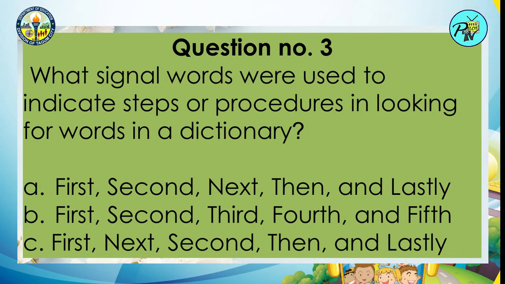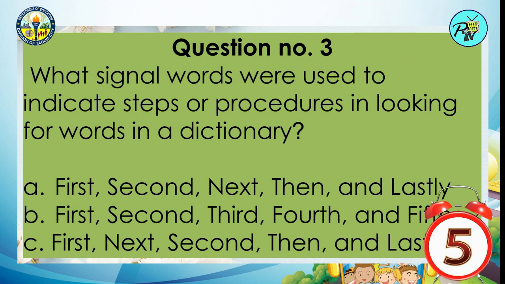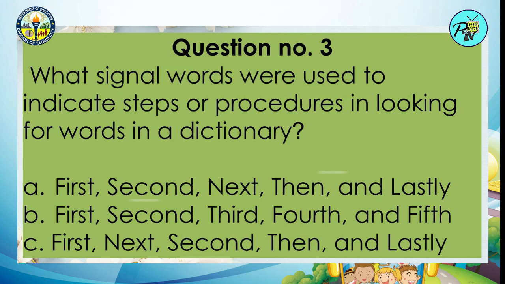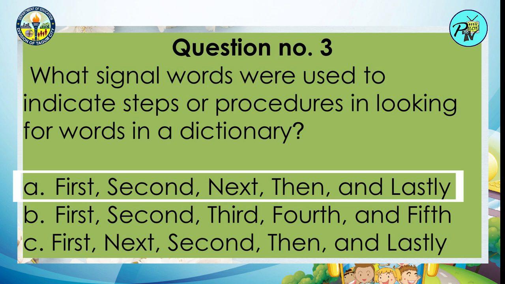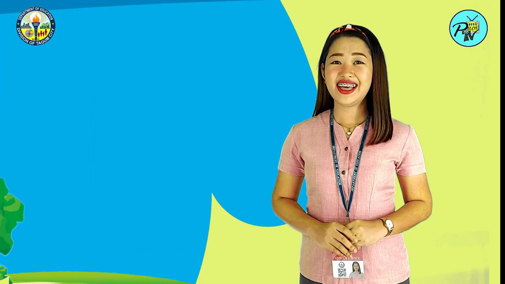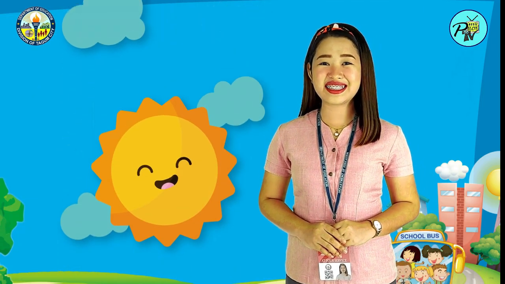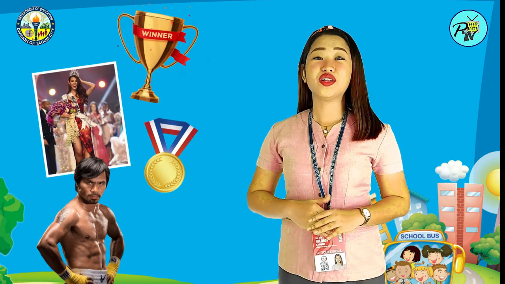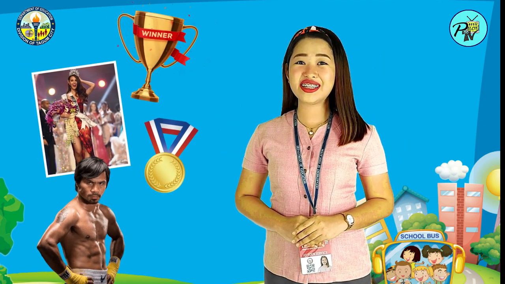Question number 3. What signal words were used to indicate steps or procedures in looking for words in a dictionary? What is your answer? Amazing! The answer is letter A. First, second, next, then, and lastly. Now, let's proceed to our lesson. These pictures will help you to fully understand our lesson for today.